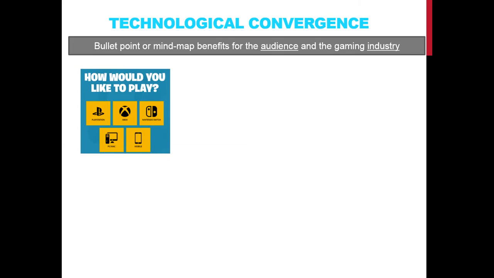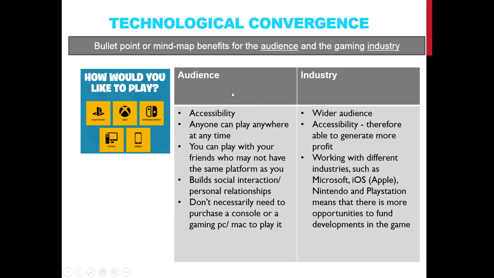Okay, hopefully you have all made some notes, bullet pointed or mind mapped benefits for the audience and the gaming industry of technological convergence. Okay, here are some of my ideas. You might have these already, or you might have them in different wordings. But this is what I've got for the audience. First of all, accessibility. To have the game on different platforms means that you can play it in different ways.